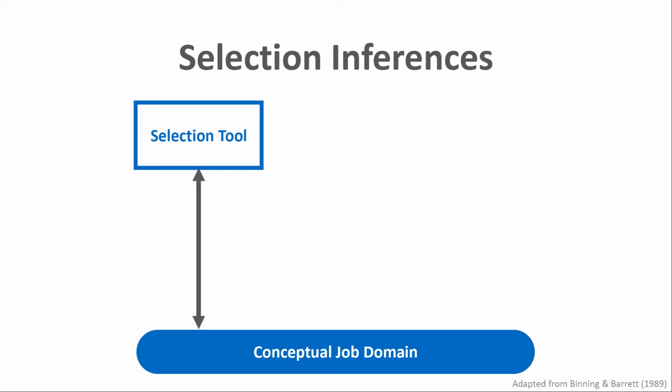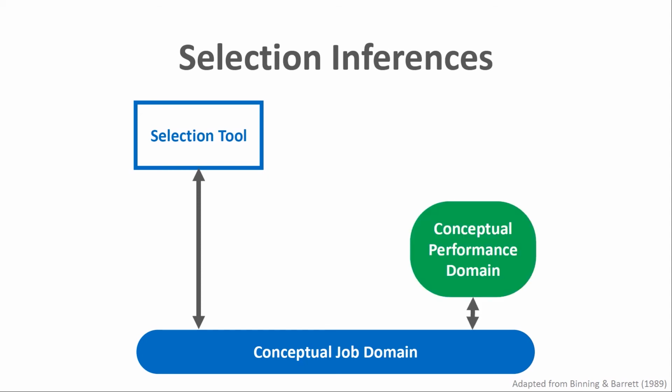Where again, examples of a selection tool include interviews, work samples, personality inventories or tests, cognitive ability tests, and other non-cognitive tests as well. Now, from that conceptual job domain, we're also interested in specifically conceptual performance within that job domain. Okay, so we're interested in what it looks like to do that job effectively and successfully. And as you'll note, this is also an ovalized shape here because this is another construct or concept that we're interested in measuring or assessing using our different tools and measures.